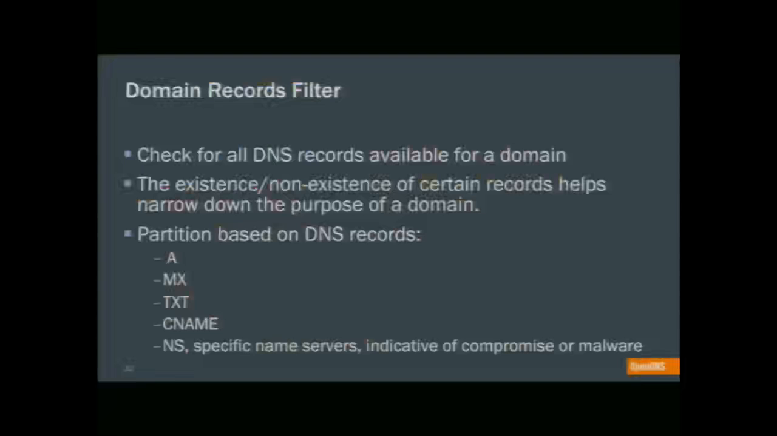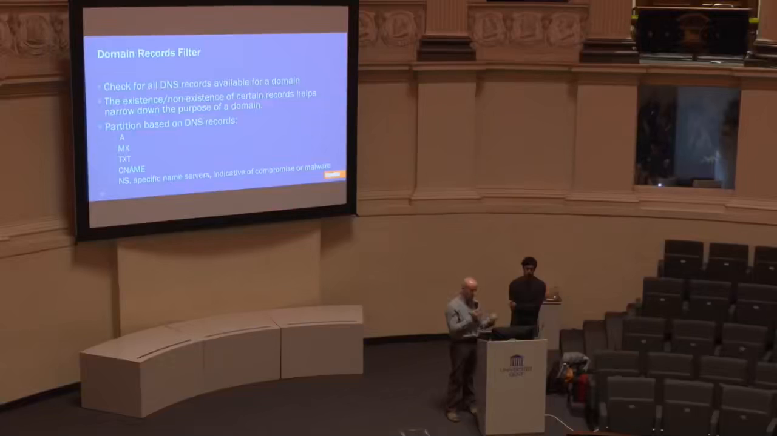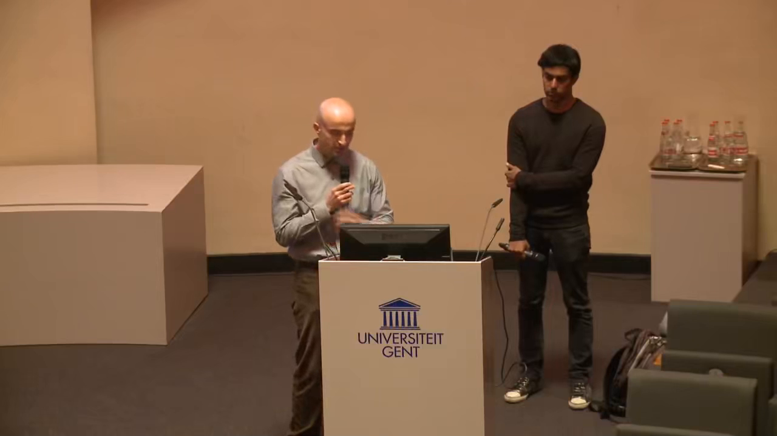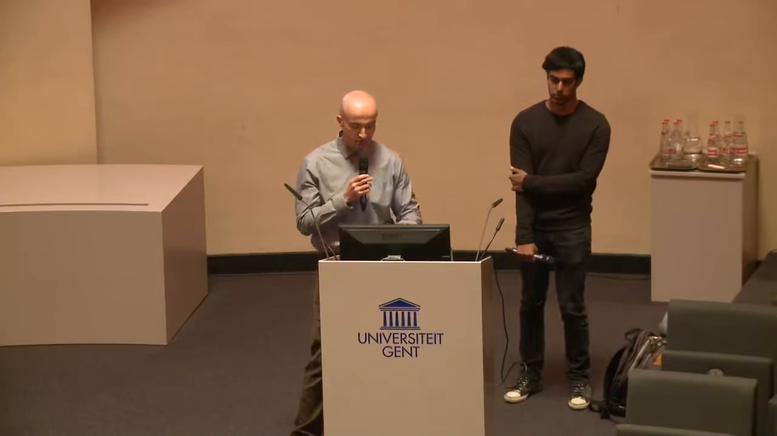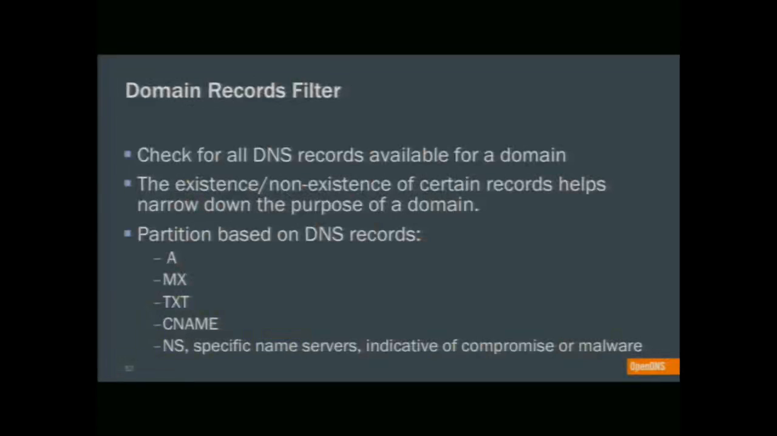So for example, for certain types of compromised domains, if you see that they have a specific name server, you will know that they are being compromised and repurposed for certain attacks. Same thing, if they are using certain name servers, we will know that they are used for delivering malware. And all of these records will actually contribute to the decision at the end.